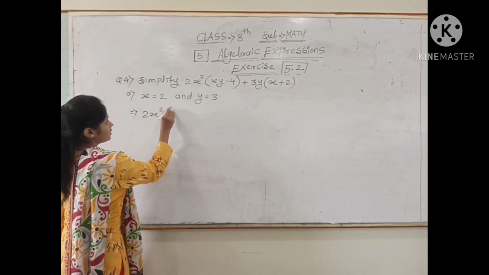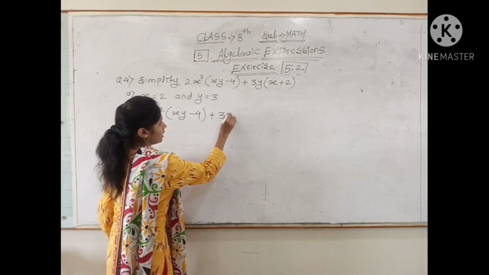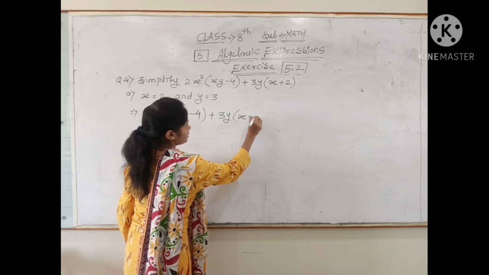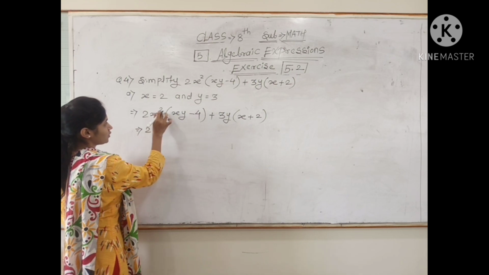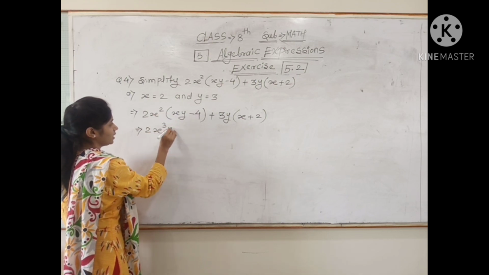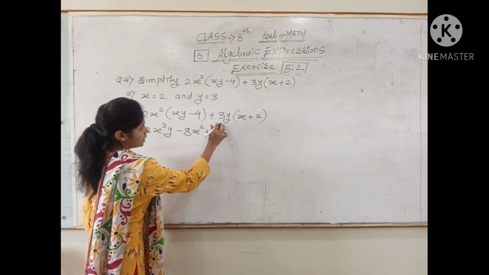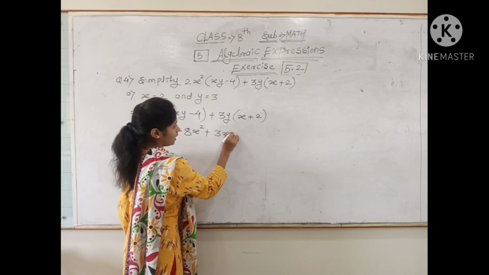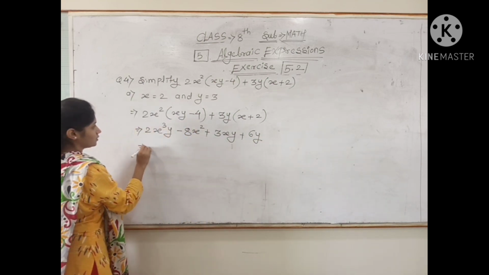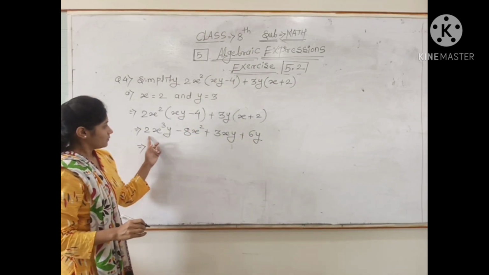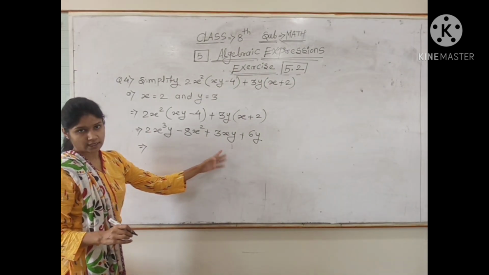Which equation is given? 2x square of (xy minus 4) plus 3y multiplied by (x plus 2). Okay, so multiply. 2x square multiplied by xy. 2x square multiplied by x is what? x to the power 3 and y. Minus 4 2s are 8x square. Plus 3y multiplied by x is 3xy. Plus 3y multiplied by 2 is 6y. Okay, then what is the answer? 2x cube y minus 8x square plus 3xy plus 6y. It is the final answer.